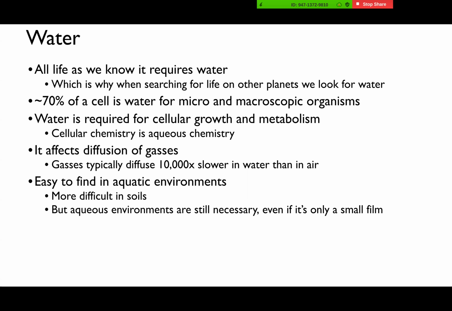Because water is the most important molecule on the planet. Everything we know about life requires water in some shape or form. You, as a human being, are just one giant bag of water.